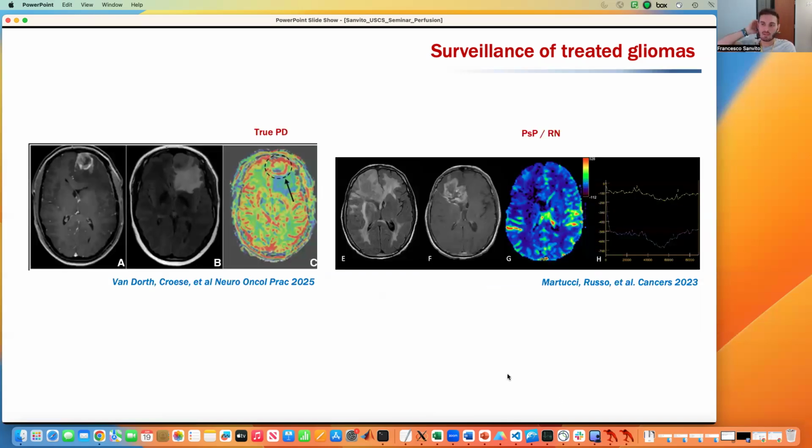So it's sensible to say, well, if it's real progression, it should be glioblastoma growing back and expanding its vasculature. So it should show higher perfusion. So high perfusion, true progression; low perfusion, false progression, pseudoprogression, or radiation necrosis or treatment effects. This could be true, and we use this notion in the clinical practice already. However, it's not that easy.